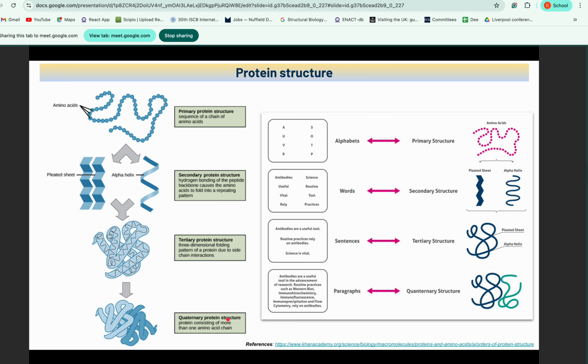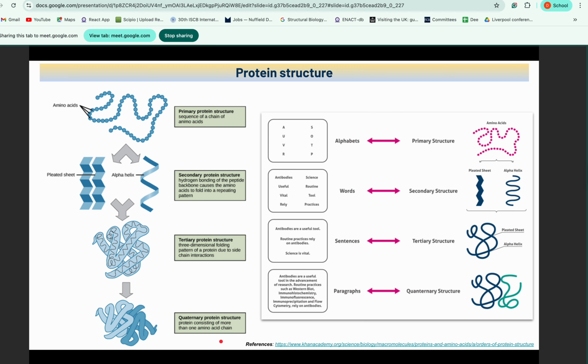Then the quaternary structure is the structure when more than one chain is present in a protein, and how the different chains in the protein interact with one another. That is referred to as the quaternary protein structure. For example, in the English language, it is like paragraphs, how sentences are divided into different paragraphs. So this is how protein structure is categorized, starting with the primary structure up to the quaternary structure.